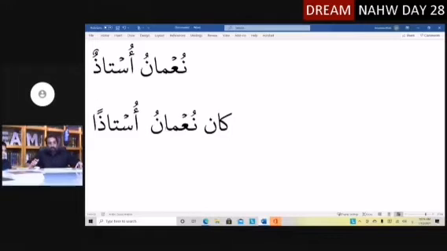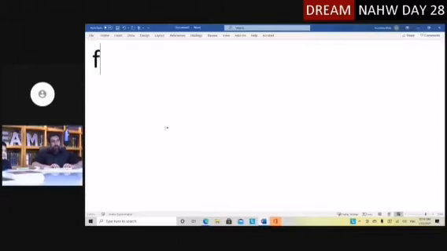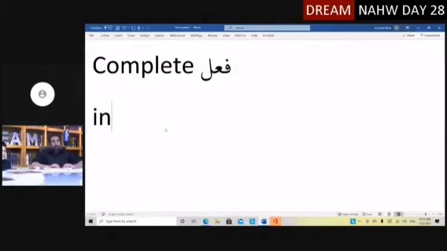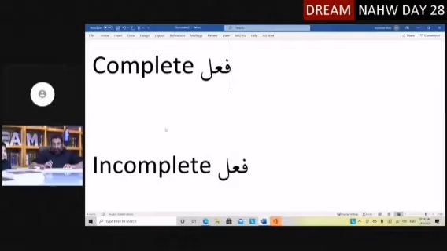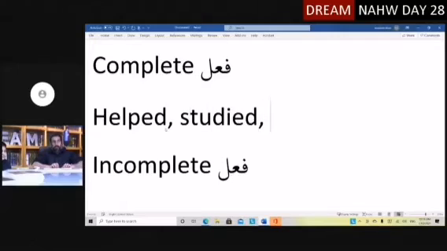Yeah. Now, this part is a little bit brain juicy. This is not the grammar of it, but the logic of it. So I need you to know this well, okay? There are complete fi'l and there are incomplete fi'l. What's a complete fi'l and what's an incomplete fi'l? It's actually not that complicated. A complete fi'l is helped, studied, read, slept.